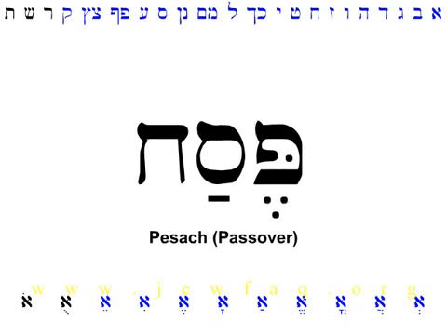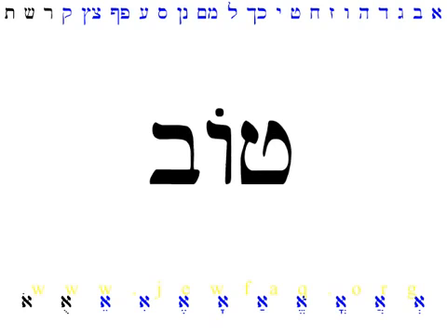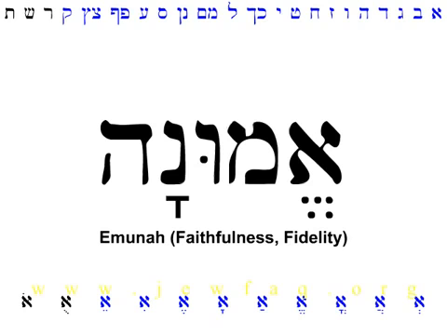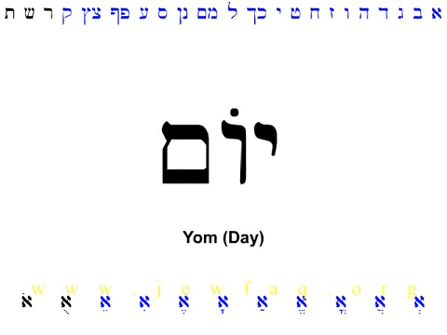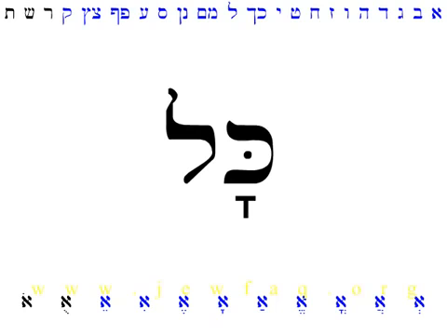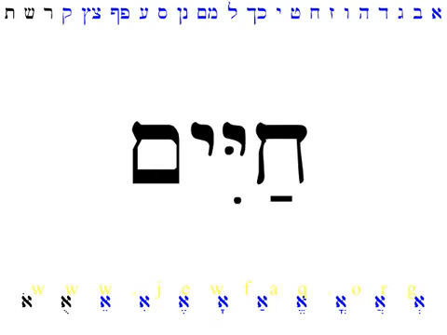Pesach, the Hebrew name of the Passover holiday. Tov, which means good. Emunah, which means faithfulness or fidelity. Yom, which means day. Selah, another response to prayer. Kol, which means all. Chayim, which means life.